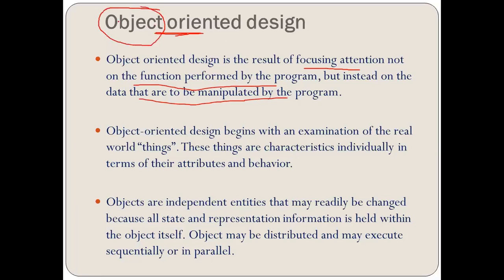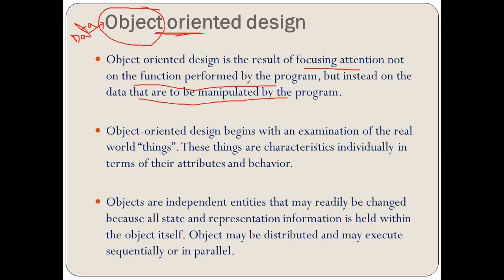And objects are what? These are real world entities which are working on data. Earlier, in function-oriented design, we were focusing on function, while here we are focusing on the real world entity that is working on the data, with its behavior or working mechanism. So this is the difference between the two.